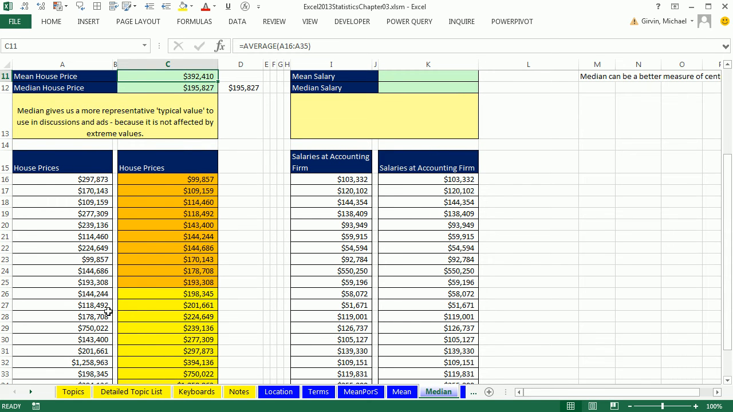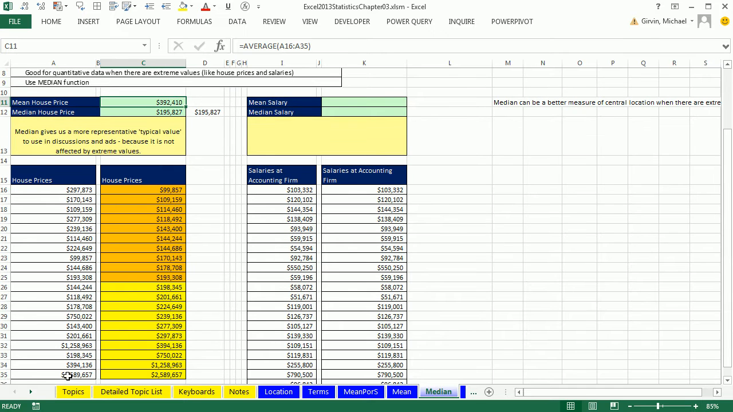And why is the mean so much higher than the median? Well, when you have a data set, sometimes there's a few big values. And here we have a 2.5 and a $1.2 million houses. The rest of the numbers are far below that. So a few big values pull the mean up. That means that this average, the mean, doesn't represent all of its data points as fairly as the 195,827. So real estate people tend to use the median.